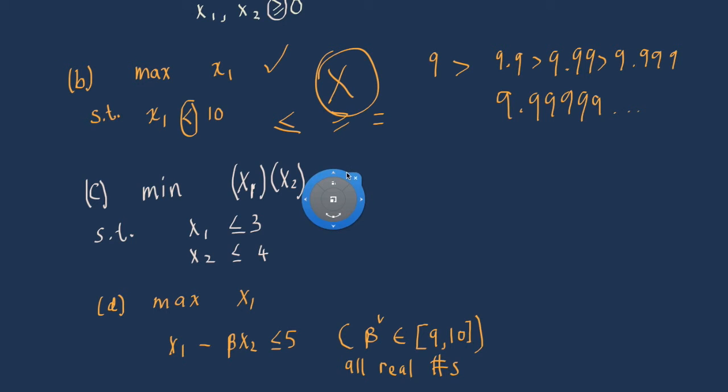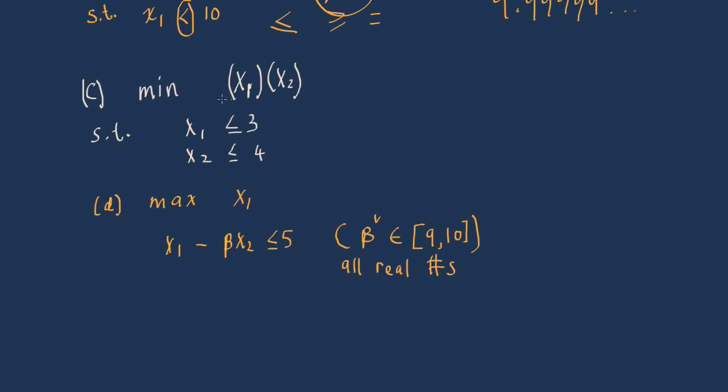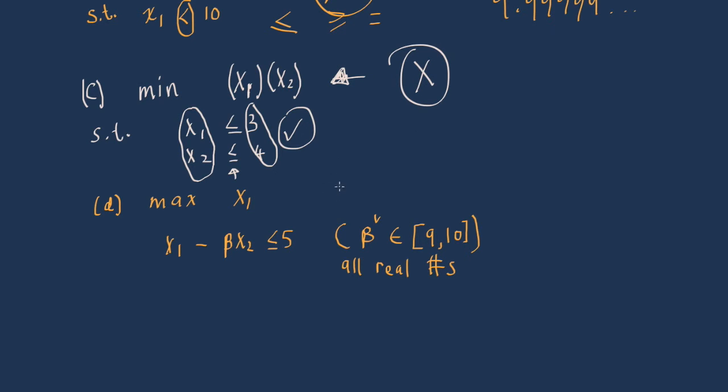Example number 3 is minimize x1 times x2 such that x1 is less than or equal to 3, x2 is less than or equal to 4. In this case, our constraints are okay. They follow a linear function on the left-hand side and constants on the right-hand side, and they're all just less than or equal to. That's all okay. The problem comes where we are minimizing x1 times x2. Since this is not an affine function with linear terms, this would not be considered a linear program.